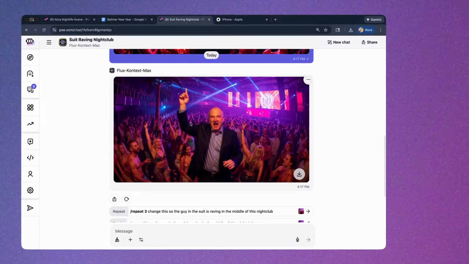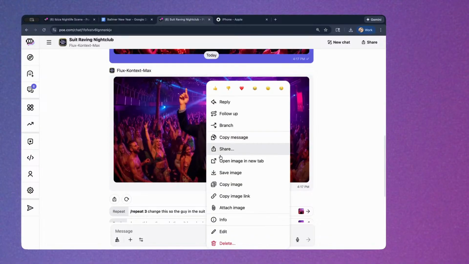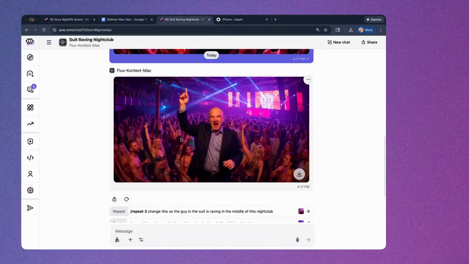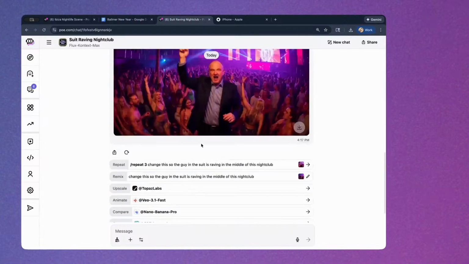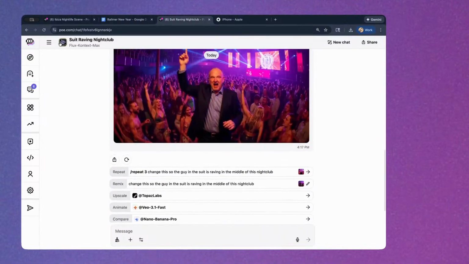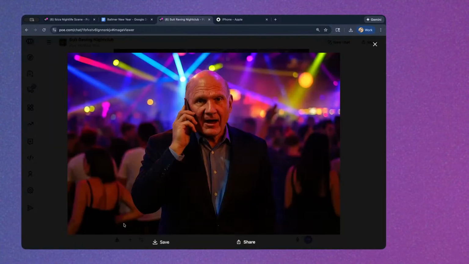I like Flux Context. This is pretty funny. It doesn't get his facial characteristics that great, but it did get some stuff, like people are looking at him. What was the one that OpenAI came up with? This one. I mean, that's pretty good. It's got the shadows on his shoulder.